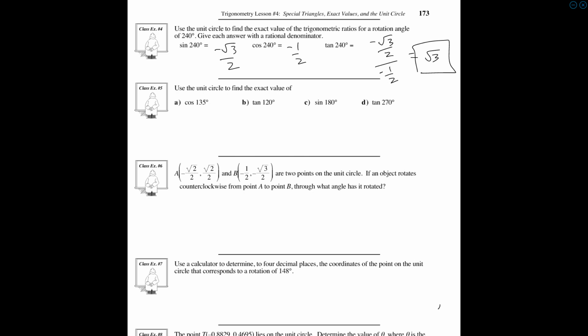Okay, now look at this next one. Use the unit circle to find the exact value of cos of 135 degrees. Why don't I draw this up here if you're doing it like this? Can you try these? See if you're able to do A, B, C, and D from what you have here, while it takes me about 36 minutes to draw this unit circle for you.